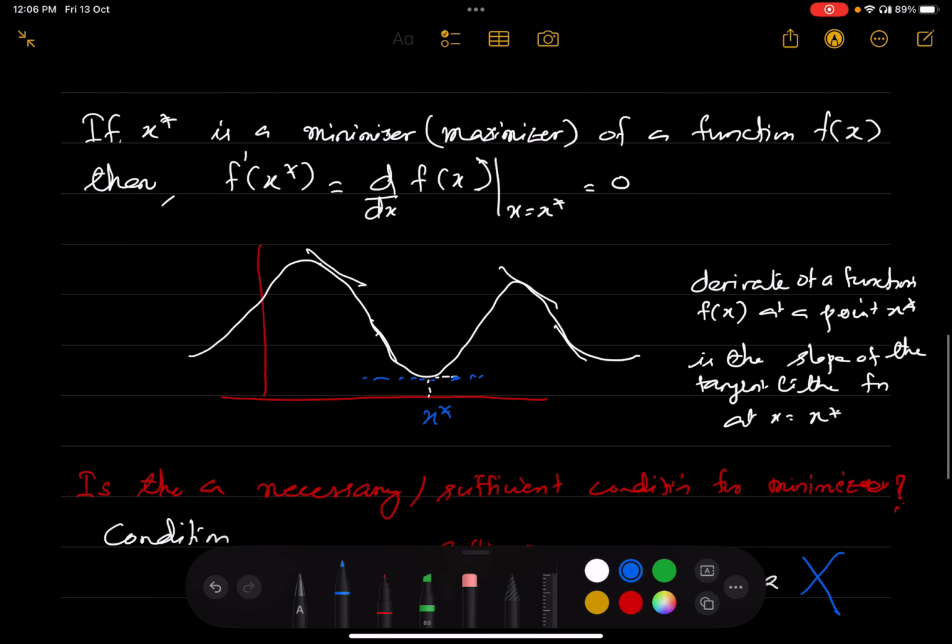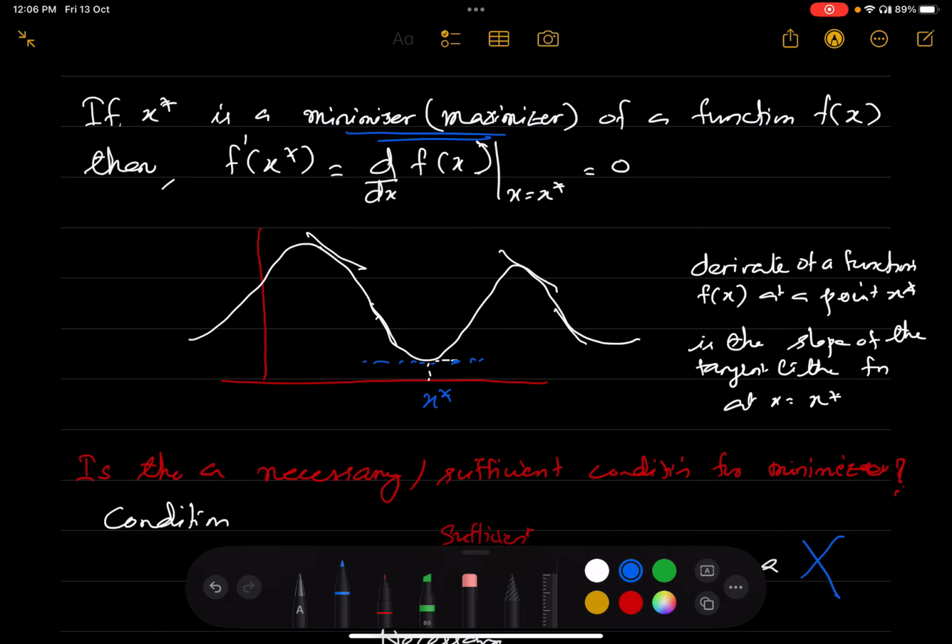See, the answer lies here. We are looking for a condition for a minimum, right? We are trying to minimize a function. So there are different sets of points at which this condition is being satisfied. It could be a minimizer, it could be a maximizer, it could also be a point where it is not a maxima or a minima. It depends on the nature of the function also.